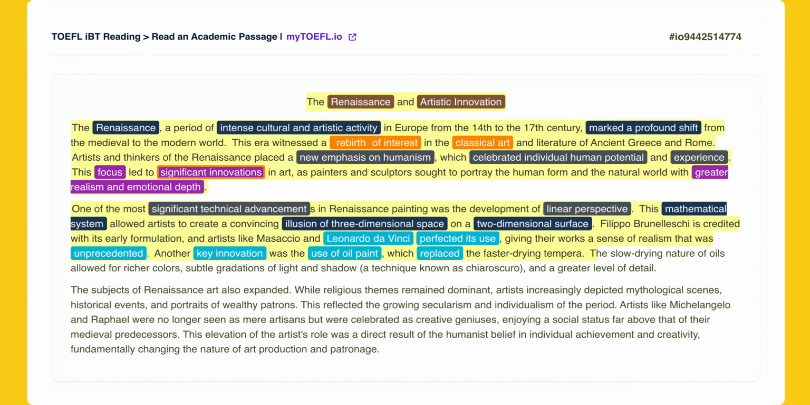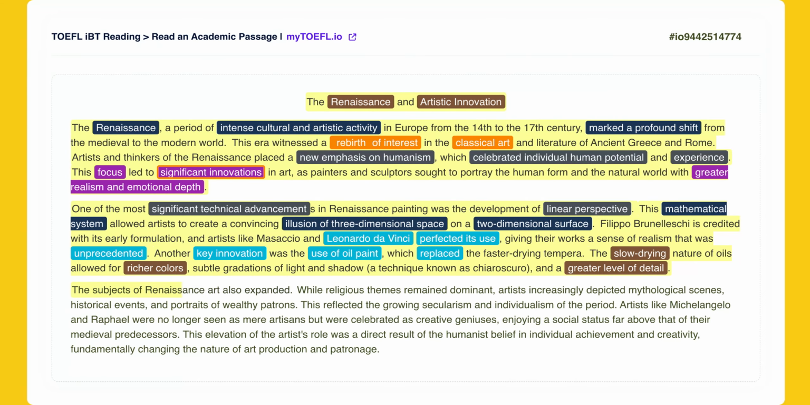The slow-drying nature of oils allowed for richer colors, subtle gradations of light and shadow, a technique known as chiaroscuro, and a greater level of detail. This sentence explains the advantages. Because it was slow drying, artists could create richer colors and a greater level of detail. This is a direct cause and effect relationship. The physical property of the paint led to a higher quality of artistic detail.